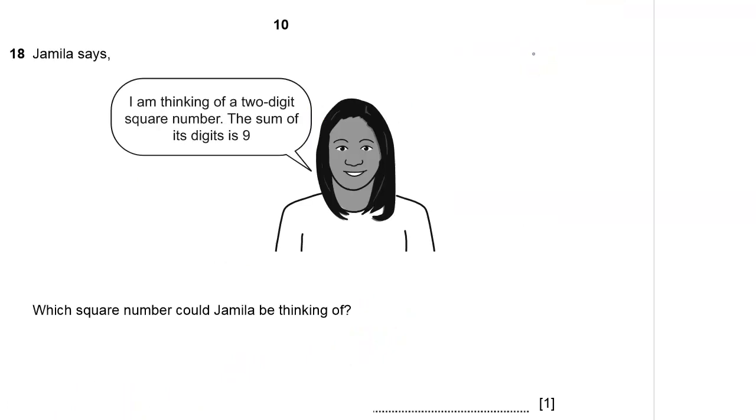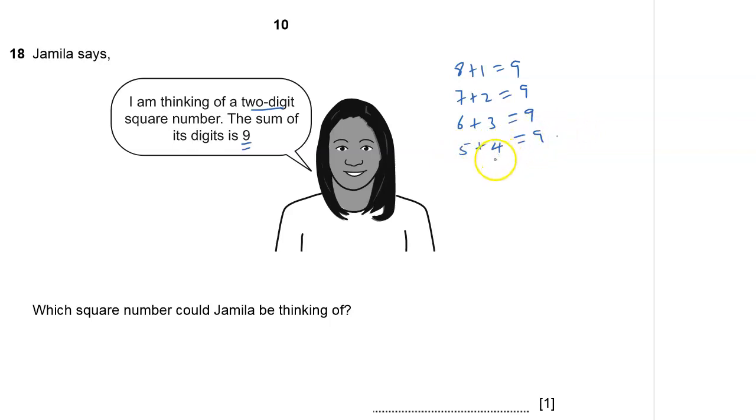Question number 18. Jamila says, I am thinking of a two-digit number, a square number. A square number is when you multiply a number by itself. The sum of the two digits is 9. Let's find this two-digit number by finding which two numbers we need to add to get 9. We can add 8 plus 1 to get 9, 7 plus 2 to get 9, 6 plus 3 to get 9, and 5 plus 4 to get 9.